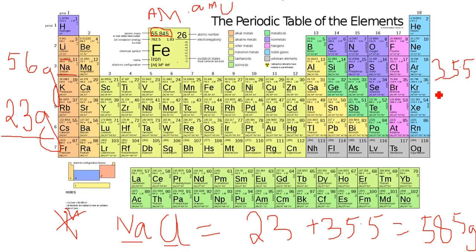See, in the lab, we don't have the capability to weigh a mole. So we weigh 1 mole in grams by calculating how many grams are there in 1 mole of that substance.